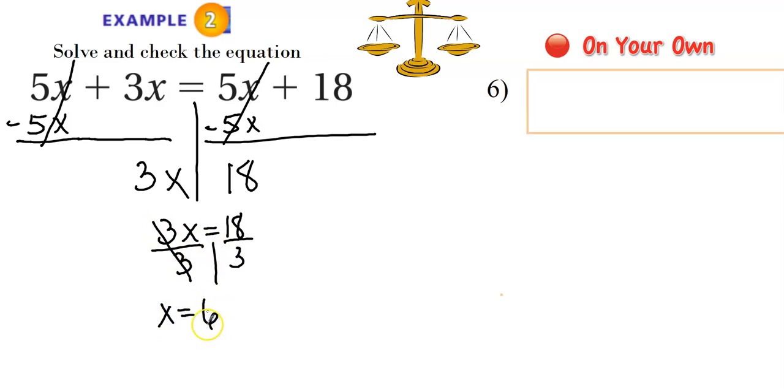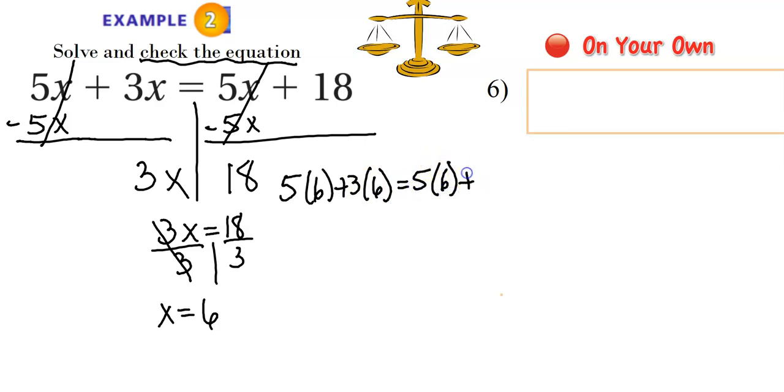Now here's the thing. This is what gets really tricky. You know how I said when you check, you have to use the original equation? So now this is going to look a little bit different than what you've seen before. When I take the x equals 6, I have to plug it in. Everywhere there was an x, I'm putting in 6. So now it's a little more complicated to do the check, but we can do it.